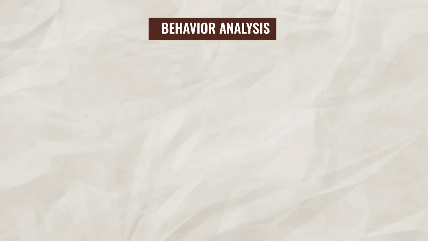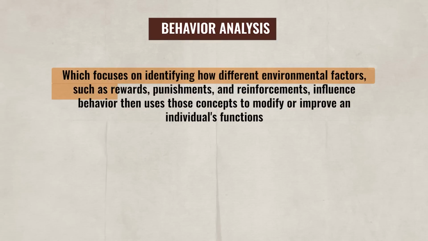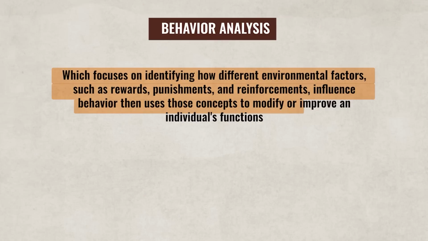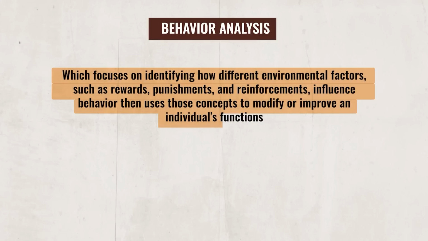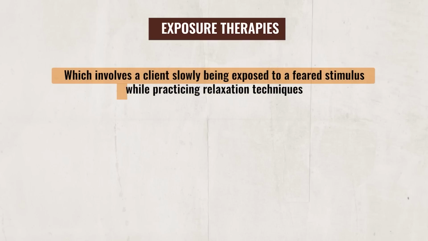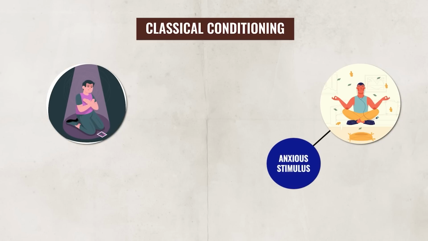Now, next we have applied behavior analysis, which focuses on identifying how different environmental factors, such as rewards, punishments, and reinforcements, influence behavior, then uses those concepts to modify or improve an individual's function. Behavior analysis believes that behavior is learned and can be modified through reinforcement and consequences. Now, there are a variety of techniques that therapists and psychologists can use. The first is exposure therapies, which involve a client slowly being exposed to a feared stimulus while practicing relaxation techniques. This utilizes classical conditioning. The goal is to pair the anxious stimulus with feelings of calm rather than fear.